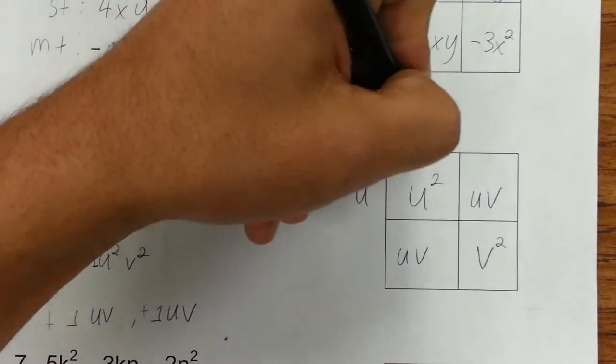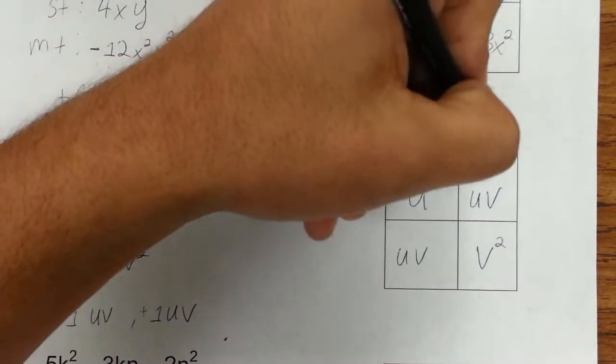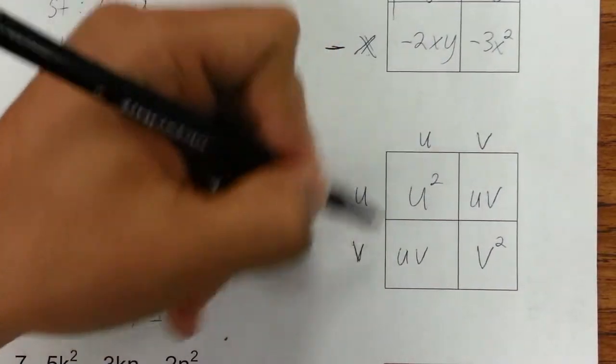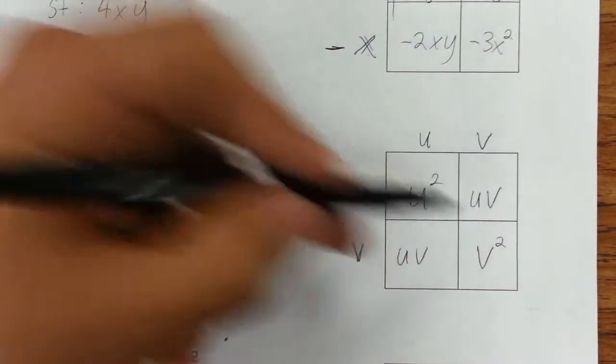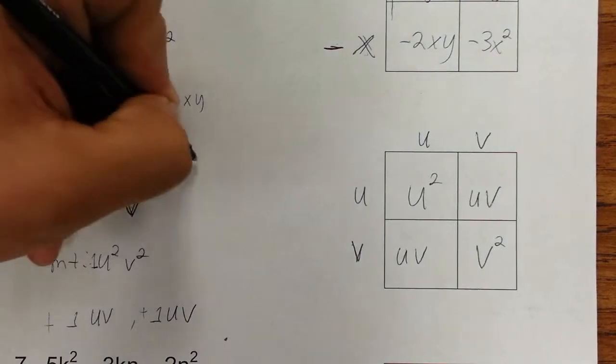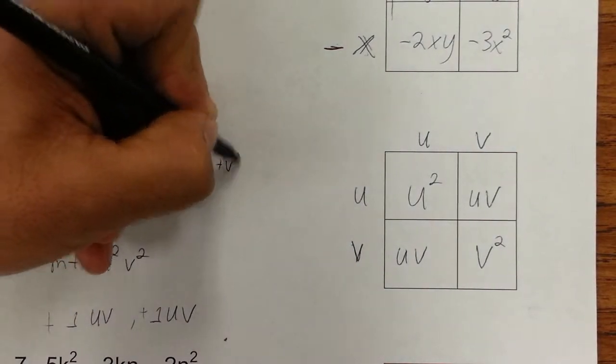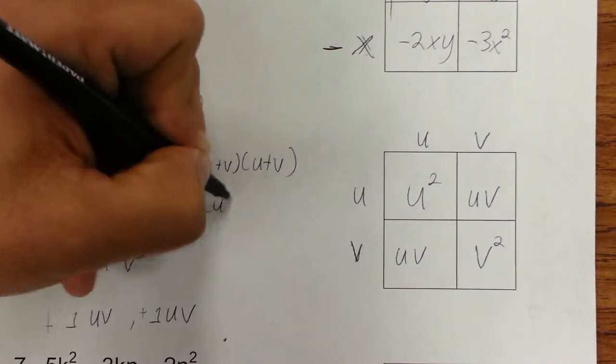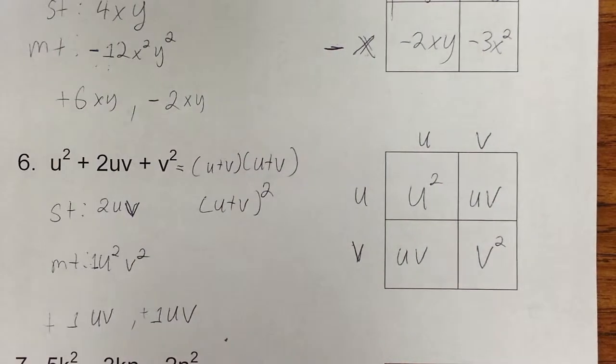U times U is U squared. U times V would give me that UV. And then again, U times V again would give me that UV. V times V gives me the V squared. So this can be factored as U plus V times U plus V, which can be written as U plus V squared.